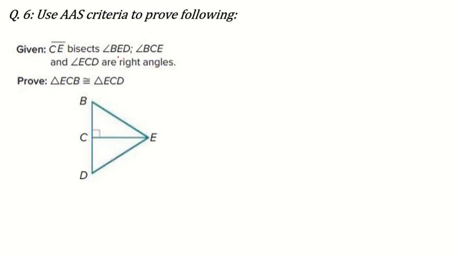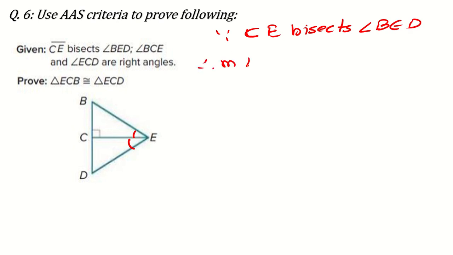Now next can be: CE bisects angle BED. CE bisects means this angle and this angle both are equal. So you will write here, since CE bisects angle BED, it is the angle, not the side, therefore measure of angle BEC is equal to measure of angle CED.